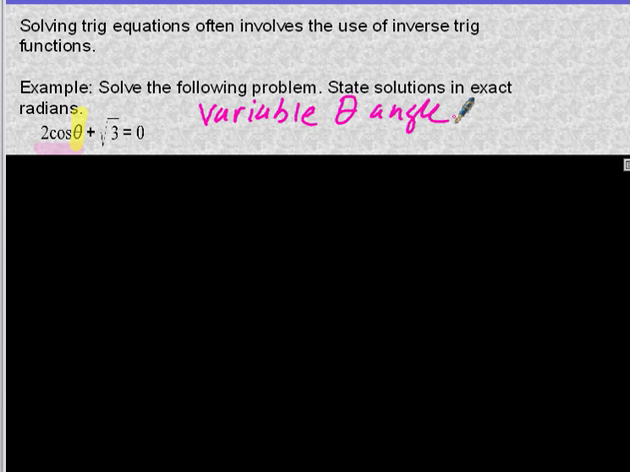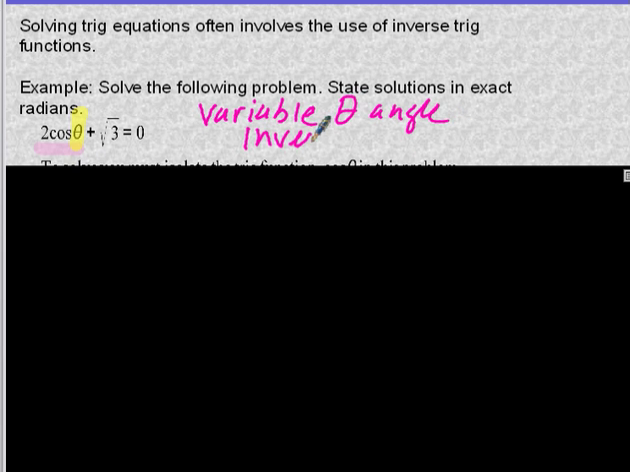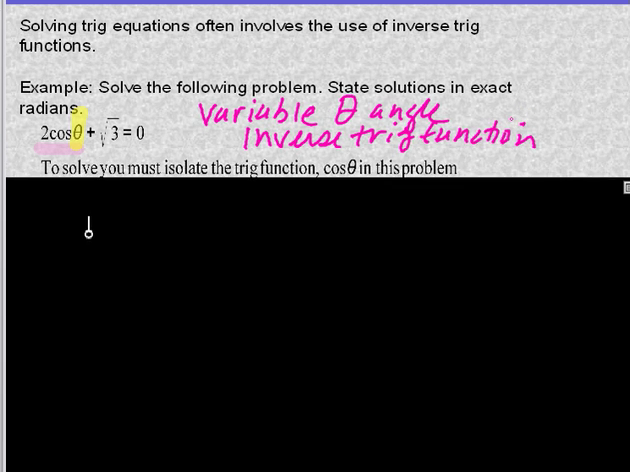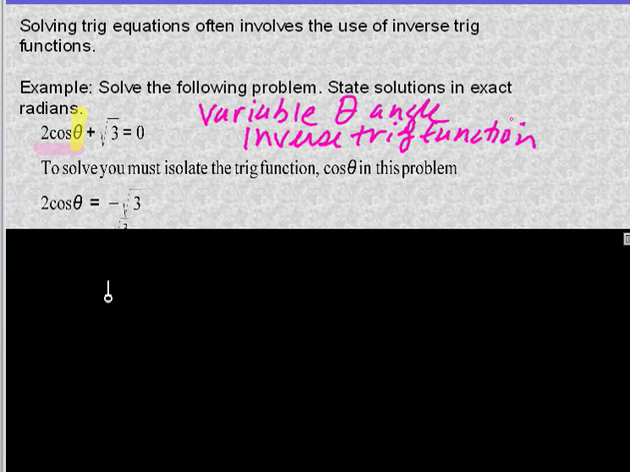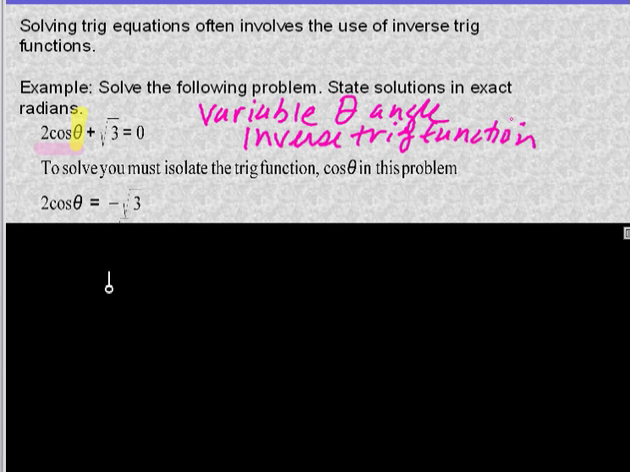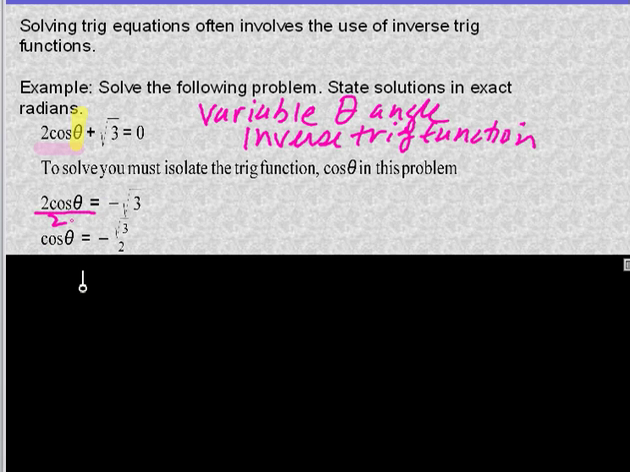the type of functions that give us angles as answers means we need to use an inverse trig function to find the answer. So first step, we want to isolate our trig function, which is cosine theta. So first thing we would do, just like if this were x here, you're going to subtract square root of 3. And then to get cosine of theta by itself, divide out the 2. And we get cosine of theta equals negative square root of 3 over 2.